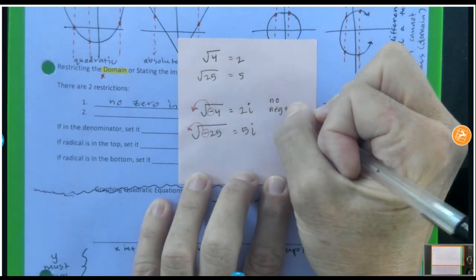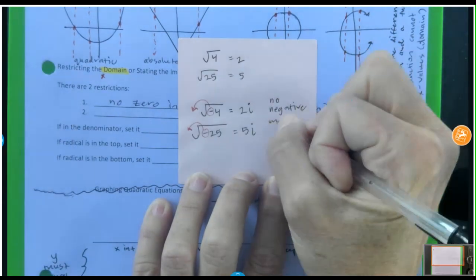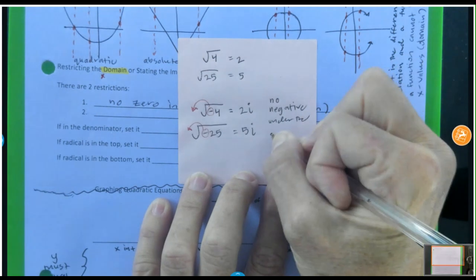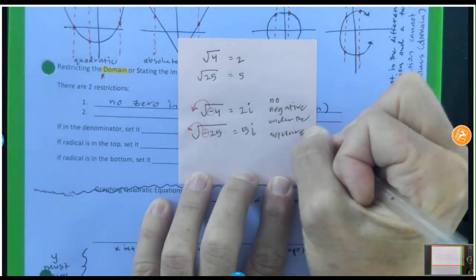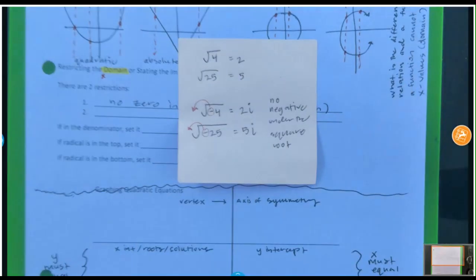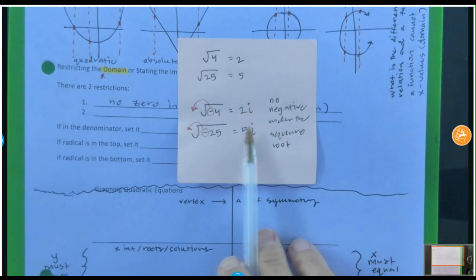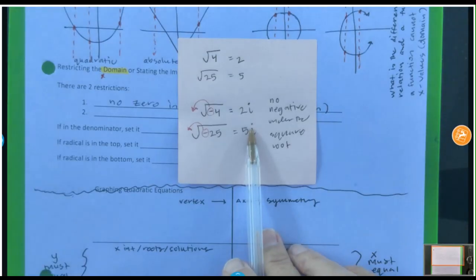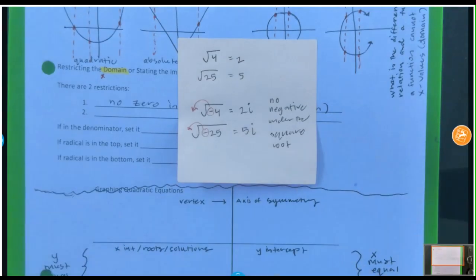negative under the square root. Because if you have a negative under the square root, it is an imaginary number. It is a complex number. Does everybody remember that little sticky note?